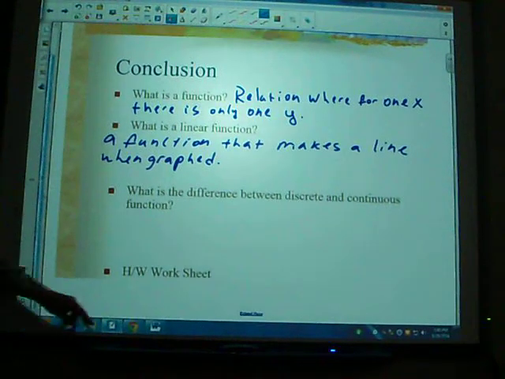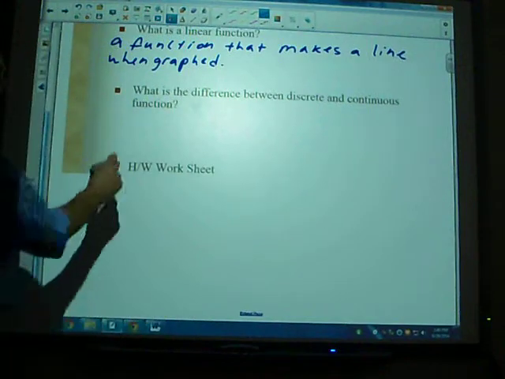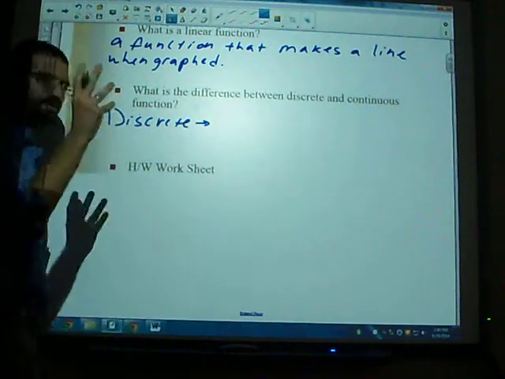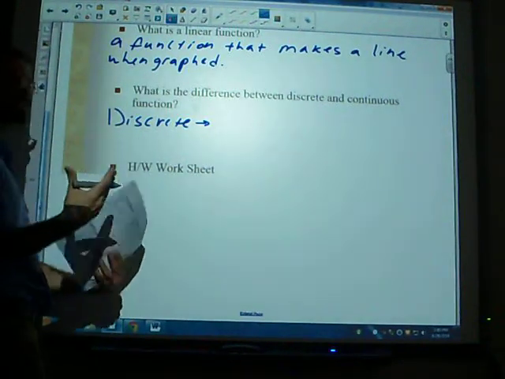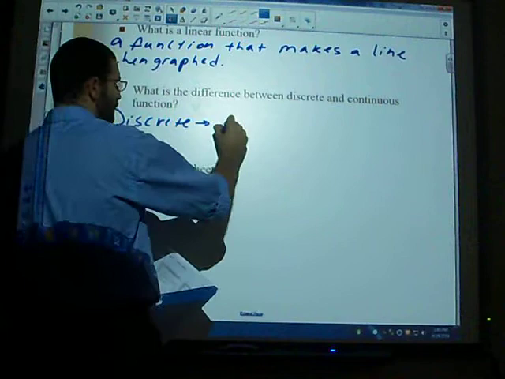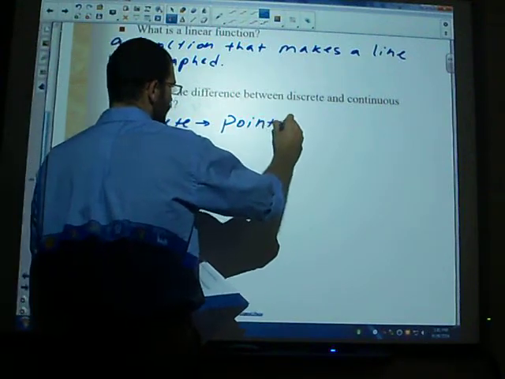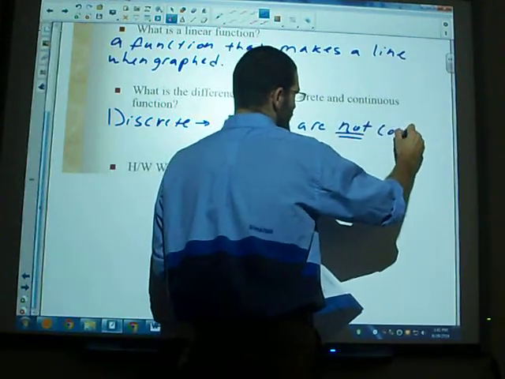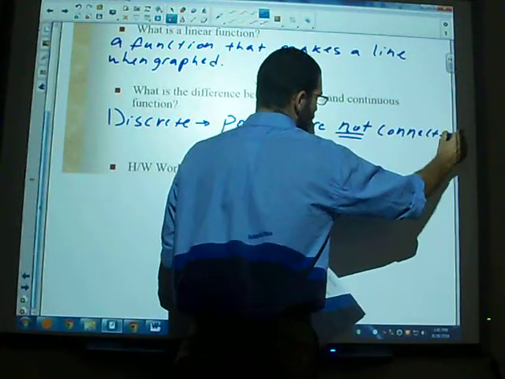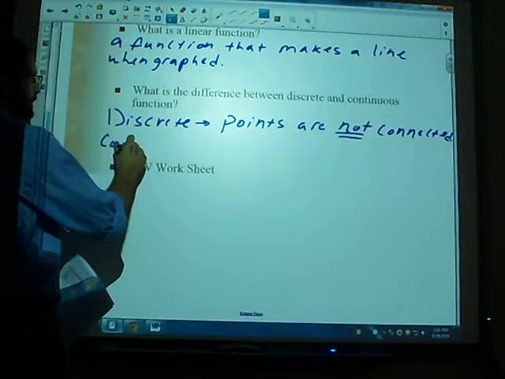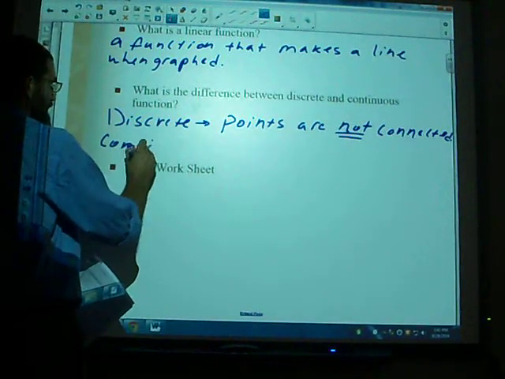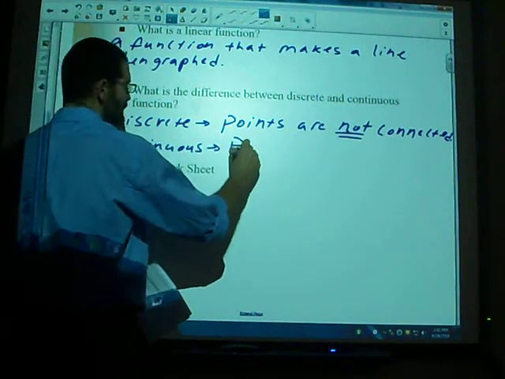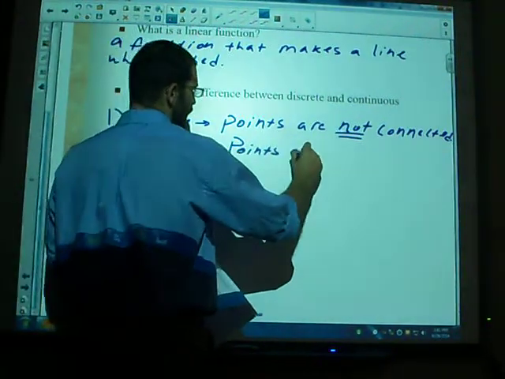And what is the difference between discrete and continuous functions? Remember, discrete means that the points are not connected. They physically cannot be connected. It will make no sense. Points are not connected. And continuous points are connected.